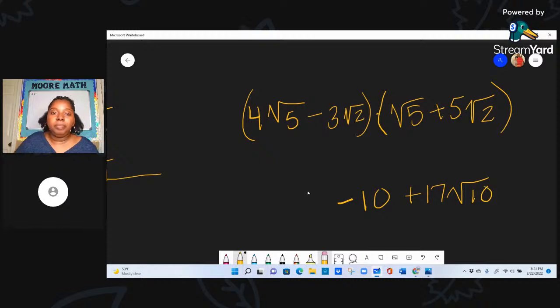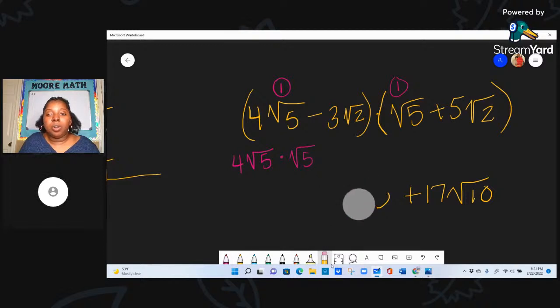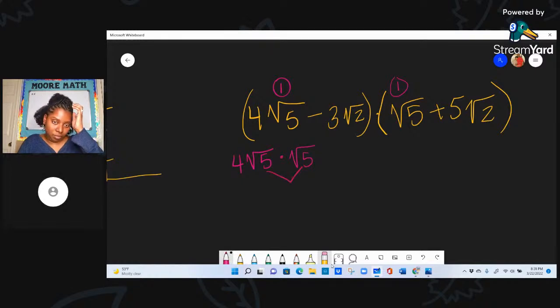Okay, so let's see. All right, so we're going to start with these two. That's the first thing we're going to start with. So 4 square root of 5 times the square root of 5. What can I combine? 5. Good. And so when I combine those two 5s, it turns into 5. And 4 times 5 is 20.